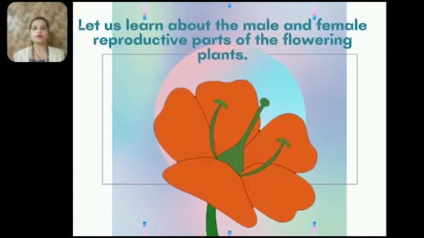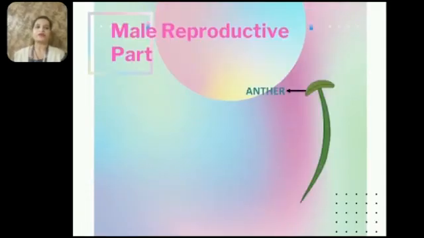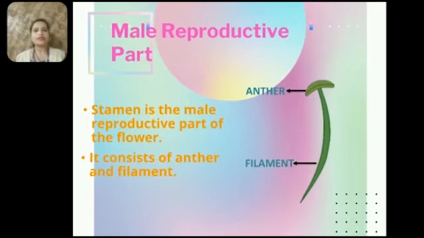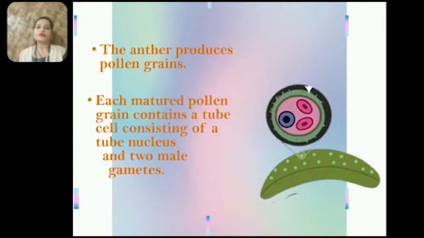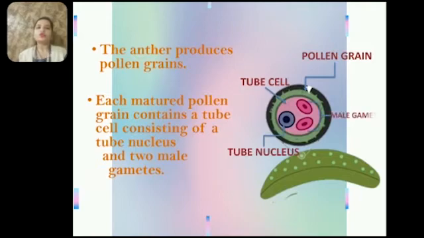Let us learn about the male and female reproductive parts of the flowering plants. Male reproductive part. Stamen is the male reproductive part of the flower. It consists of anther and filament. The anther produces pollen grains. Each matured pollen grain contains a tube cell consisting of a tube nucleus and two male gametes.